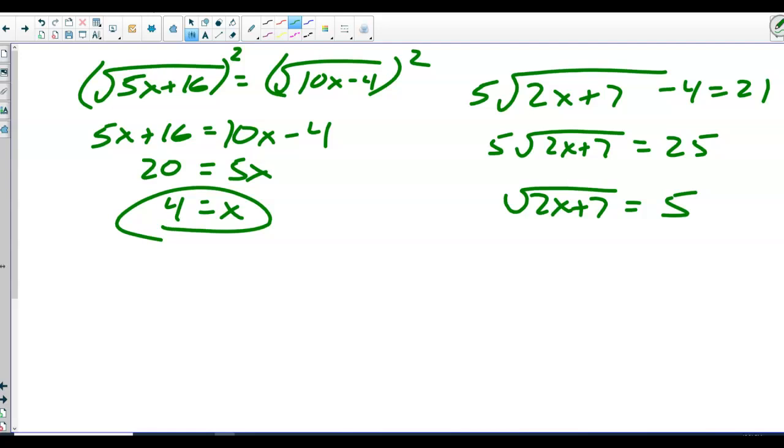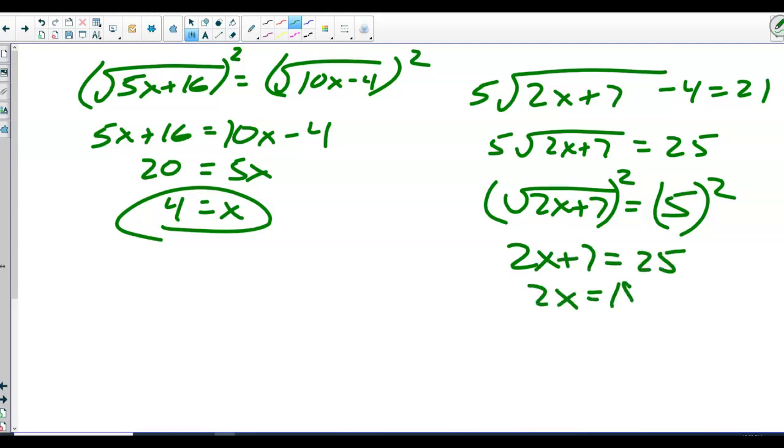To get rid of a radical, right? In the past, we were trying to get rid of an exponent. To get rid of a radical, we raise it to the index. If there's no index, it's assumed to be 2. So we're squaring both sides to get rid of that radical. 2x plus 7 equals 25. 2x equals 18. And my x equals 9.